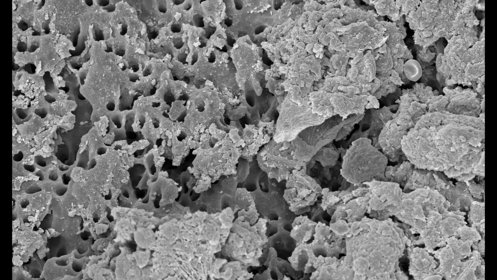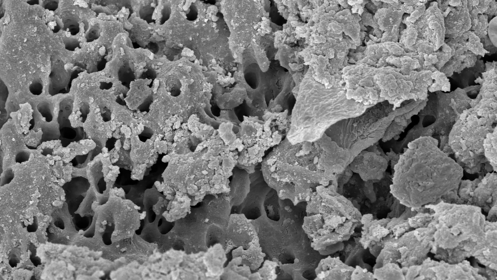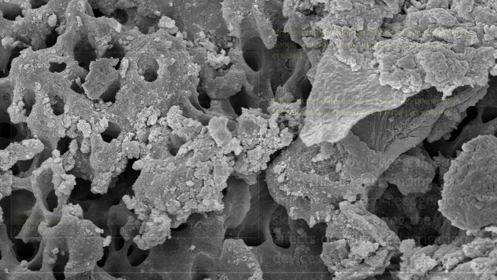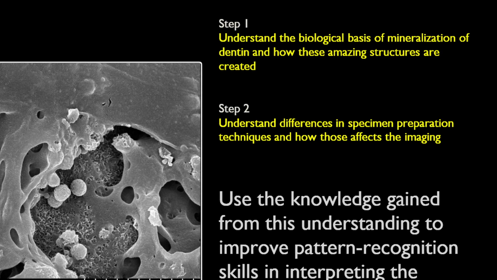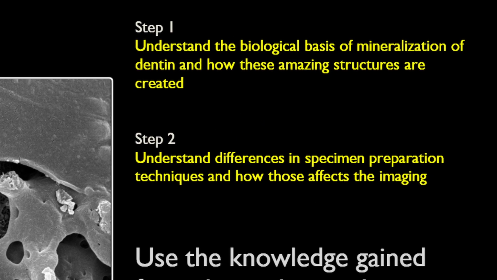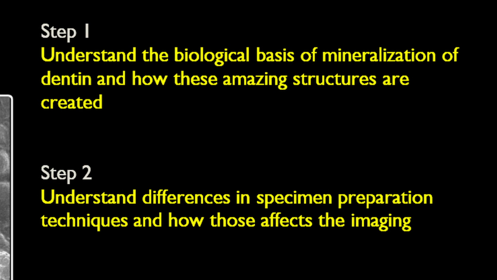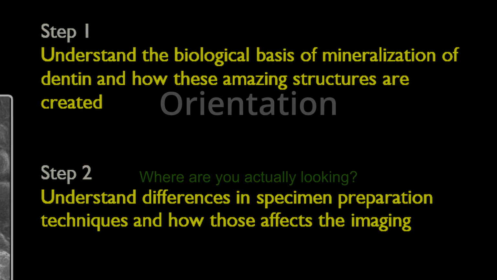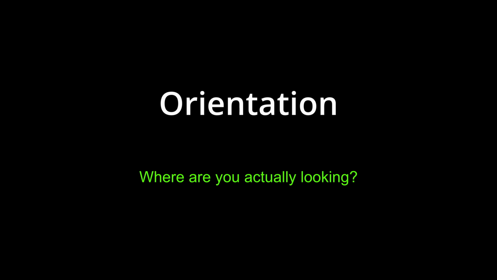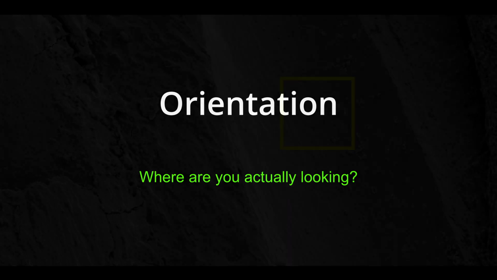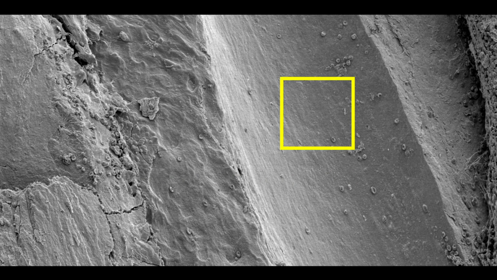The trick is to develop some understanding of the anatomy along with a basic understanding of the mineralization process in dentin, as well as some familiarity with specimen preparation issues and the artifacts they can produce. The first step is to understand the orientation of the specimen in relationship to the detector that you're using. For example, we are typically looking at the axial dentinal wall after instrumentation and irrigation.